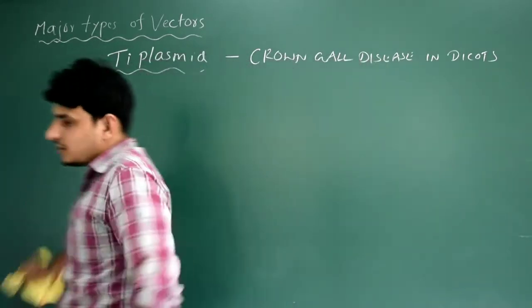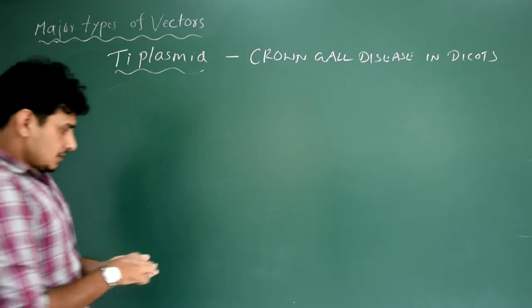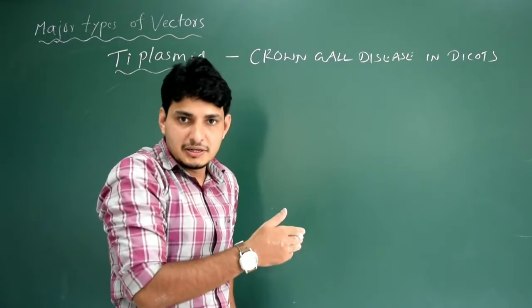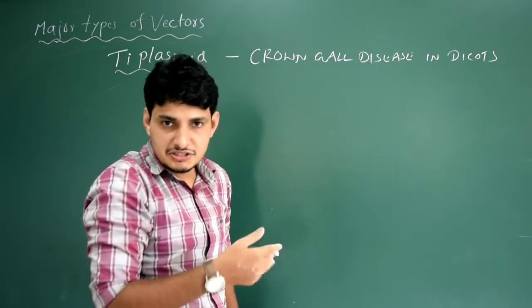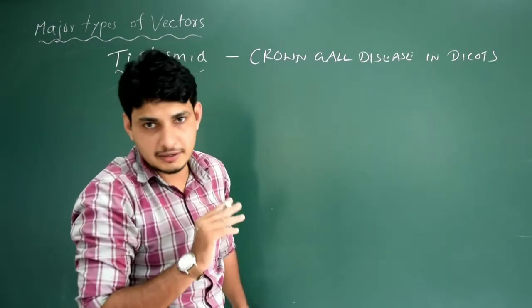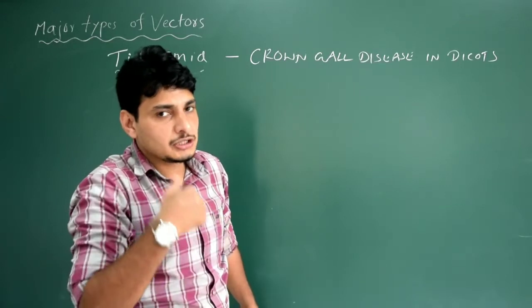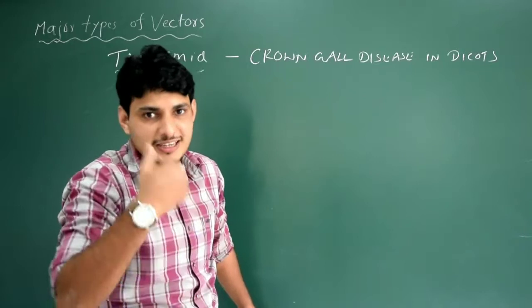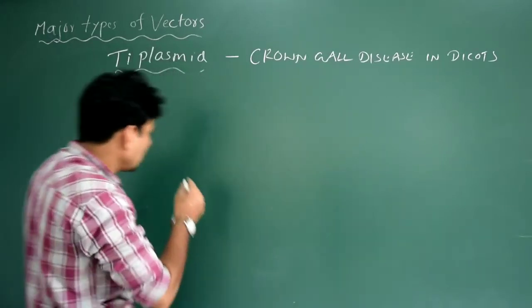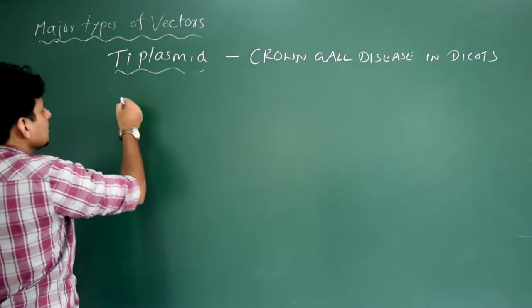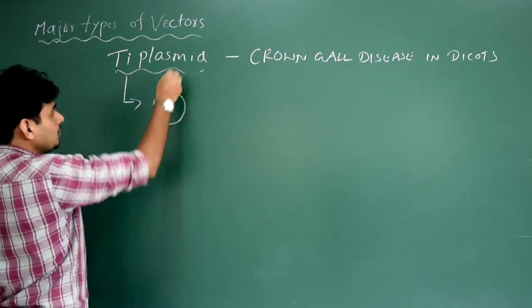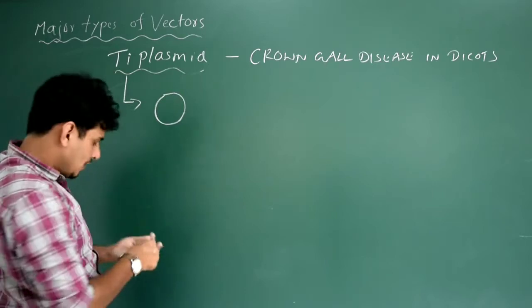For this, what we have to do is, if that particular tumor inducing plasmid or tumor inducing gene is there, it's going to cause harm to the plant. But here our intention is, it should not cause harm to the plant. Instead of that, we get multiple plantlets. So what we do is, we just take the plasmid from this bacteria, Agrobacterium tumefaciens.